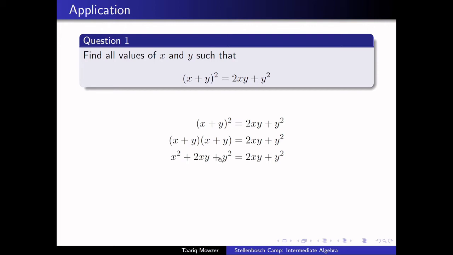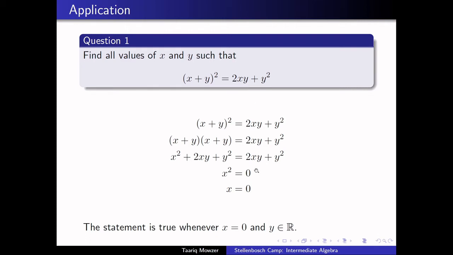It is not just equal to x squared plus y squared. There's this middle term that people often leave out that's very important. Okay, once we have that, we can cancel some terms, the y squared and the 2xy, to get the equation x squared equals 0. And you can clearly see that since x squared equals 0, we just have x equals 0, which is the solution to this equation.